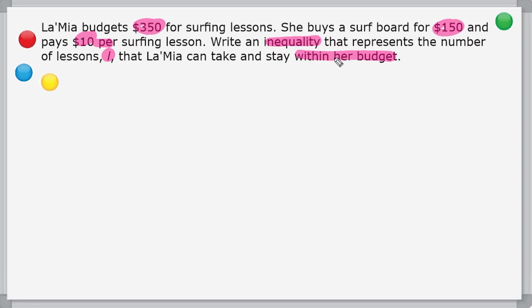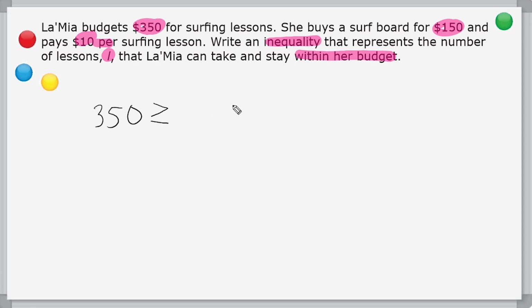At the end of this word problem, it says that Lamia needs to stay within her budget, and her budget is $350. If you stay within your budget, that means that you cannot go over that amount. Now, you can spend all of that $350, but you just cannot go over that. So Lamia is starting with $350, and whatever she spends on her surfboard and surfing lessons has to stay below $350 or equal to $350. Therefore, we need to write an inequality symbol that points this way, less than or equal to, because the little pointy part should be pointing towards what should be smaller. And we need the amount that she spends on this side to be less than $350 or equal to.